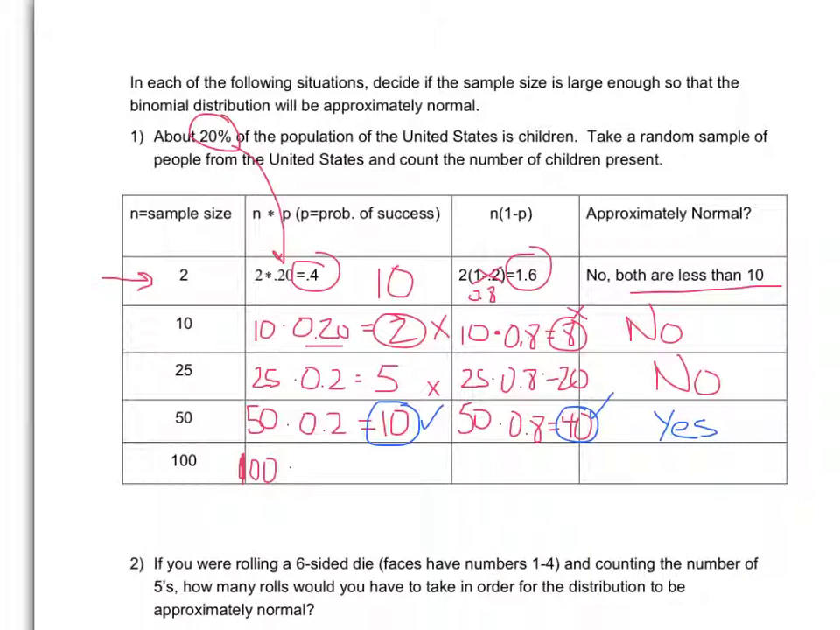So 100 times 0.2, well, that's easy. Take 100 times 0.2, that would be 20. So rule of 10, check. And then 100 times 0.8, that would make 80. Check. So rule of 10, there we go.